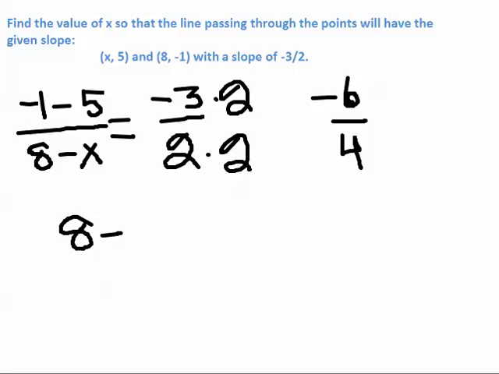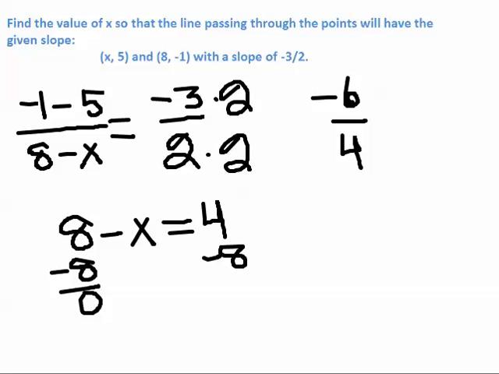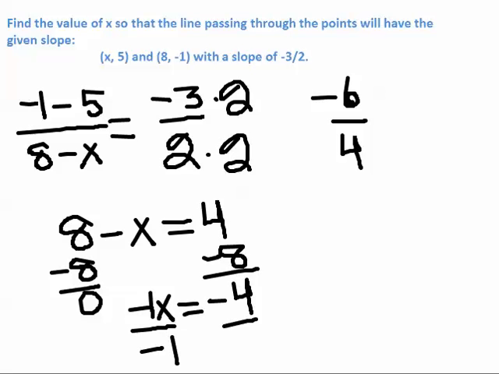So I have 8 minus x equals 4. To solve for x, I subtract 8 from both sides. 4 minus 8 gives me a negative 4. So I have negative x equals negative 4. Remember, it's like you have a negative 1 here, so I need to divide by negative 1 on both sides. And I found that my x equals 4.